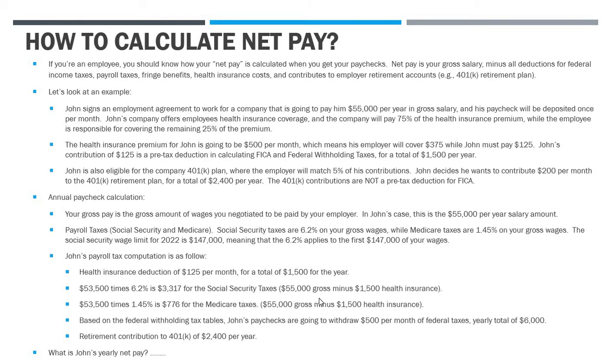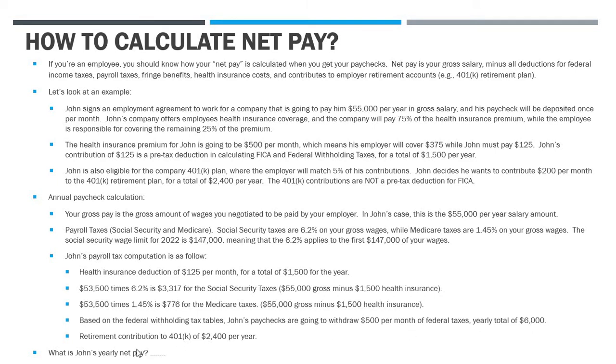Now, when we look at the federal withholding tables, those are a little more complicated and beyond the scope of this video, but the federal withholding tables based on his net taxable pay is going to come out to be about $500 a month or $6,000. So $6,000 is the amount of federal income tax withheld that's going to be coming off of his paycheck. Okay, so that's the fourth piece that's being deducted from his paycheck.